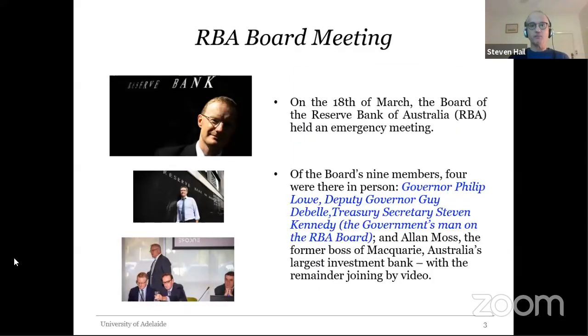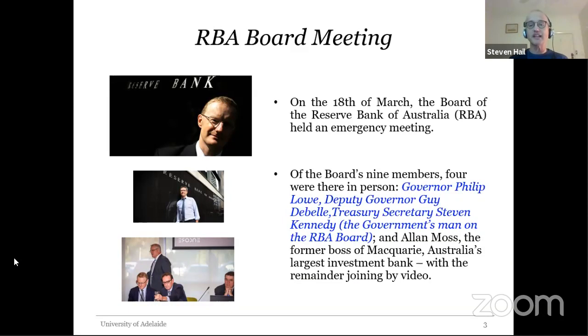So here we are, the Reserve Bank Board. The Reserve Bank Board has 9 members on it. That includes the ex officio members who are normally appointed for terms of 7 years, which can be extended. The Governor, Philip Lowe, the Deputy Governor, Guy Debelle. And in case you think that the government's not represented on the RBA board, they are. The Treasury Secretary, Stephen Kennedy, is on the RBA board. And there are 6 others too, from the private sector, occasionally from universities as well.